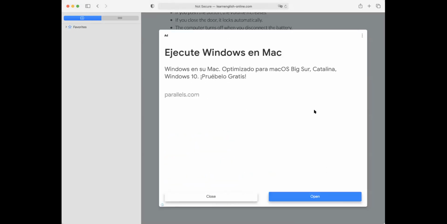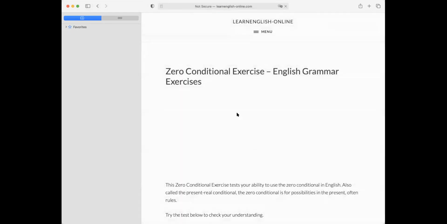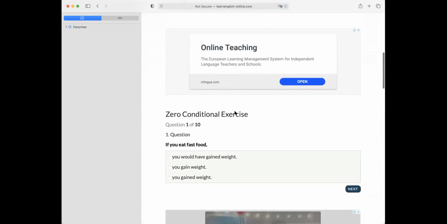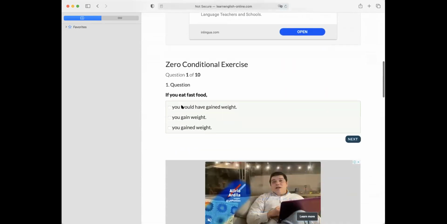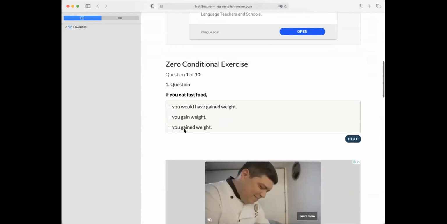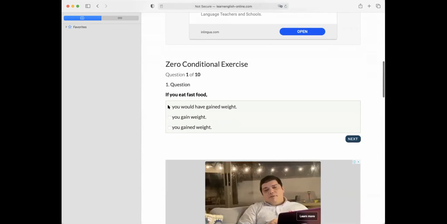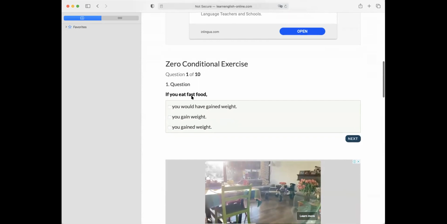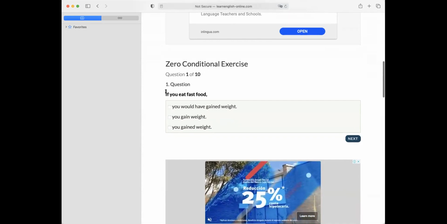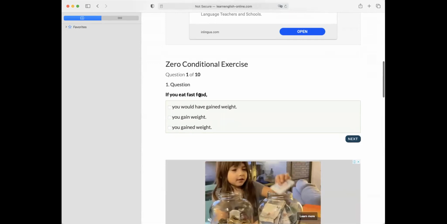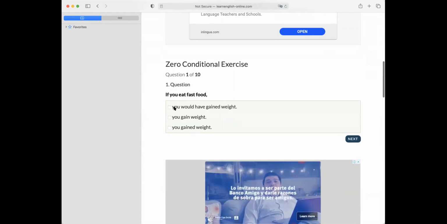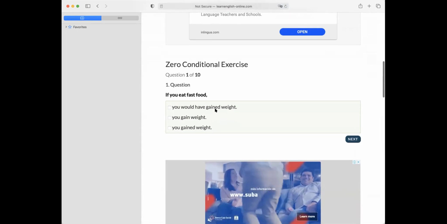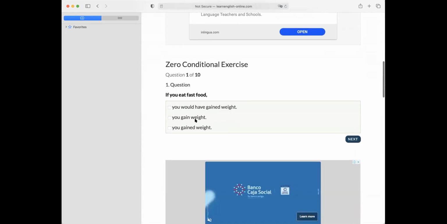So let's do some practice first. It's not so closed. And let's see. We need to complete, we need to analyze the second part and of course click the answer we think is the correct one. If you eat fast food, so this is the if clause. If you eat fast food, si usted come comida rápida, you would have gained weight. You gain weight. You gained weight.